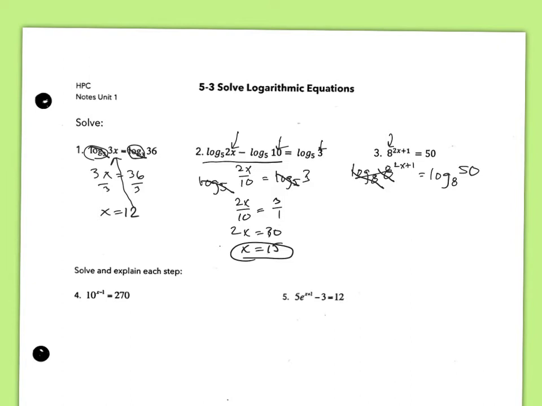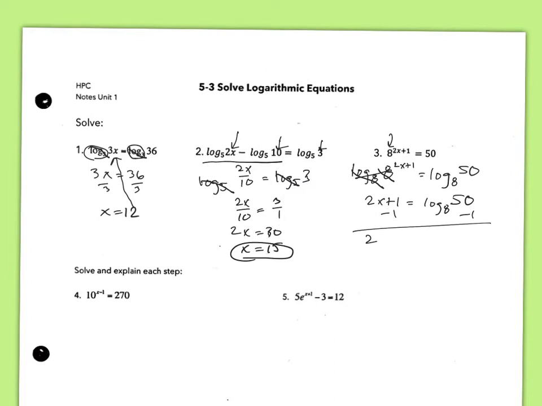So that brings this power down out of the power and just makes this 2x plus 1 equals log base 8 of 50. Now, normally what we would say with logarithms is use the calculator once. Like, don't put log base 8 of 50 in there and then do all the steps. So we're going to finish this problem, and then we'll put it into the calculator.